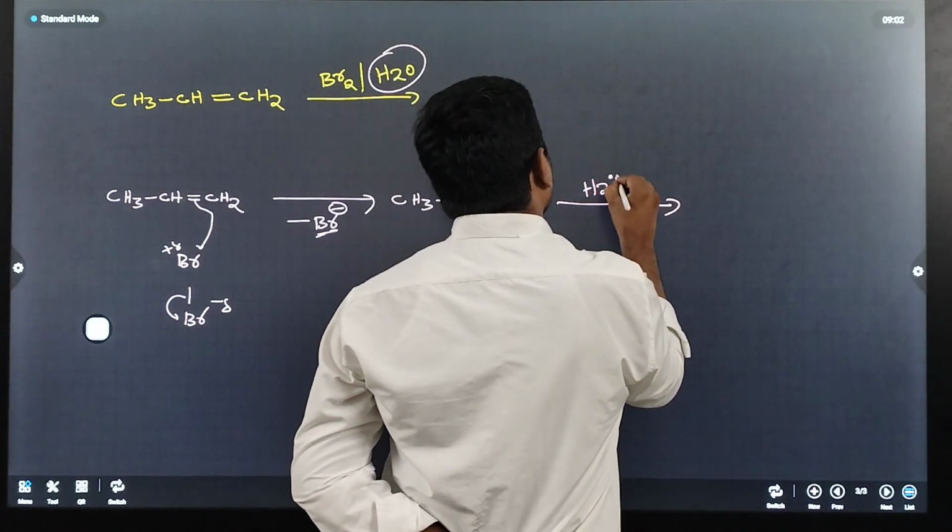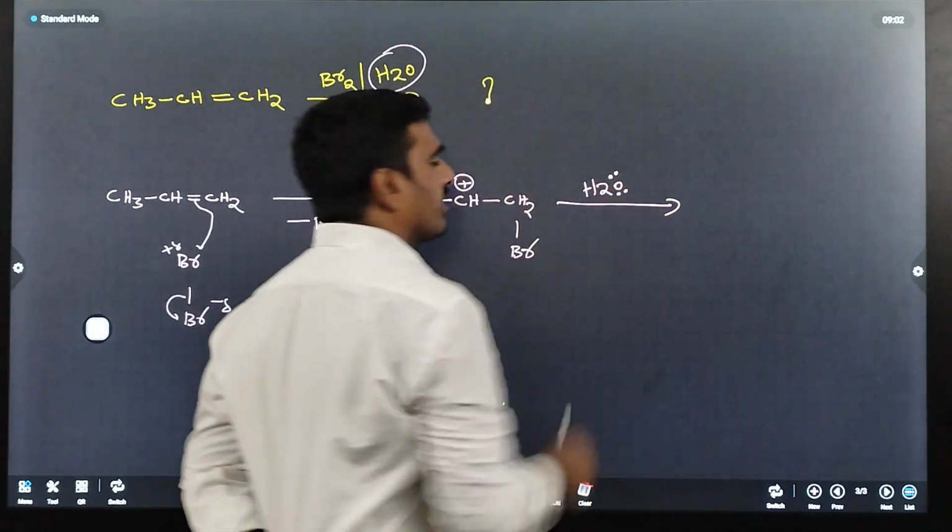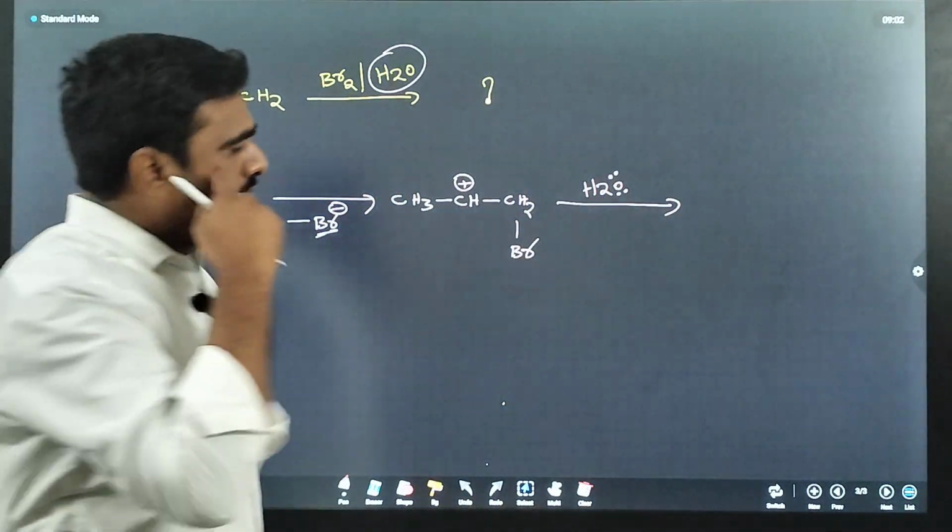Which is the polar solvent? H2O. H2O contains two lone pairs, because of which it acts as a nucleophile. Electron-rich species are called nucleophiles.